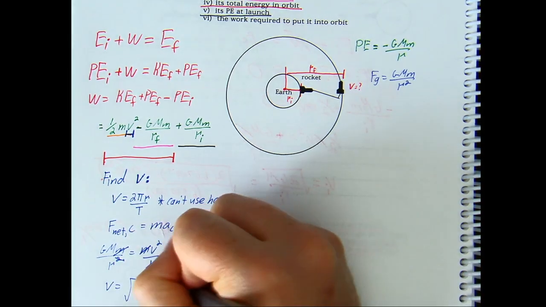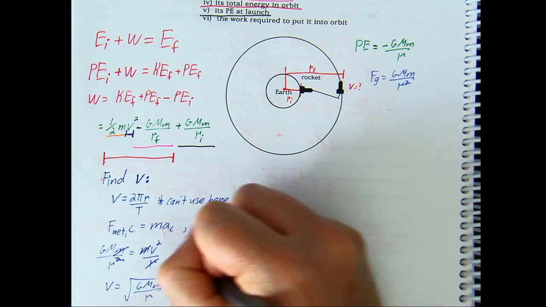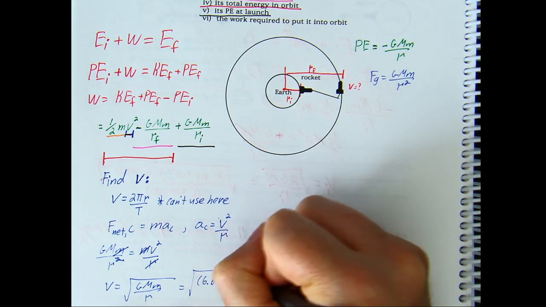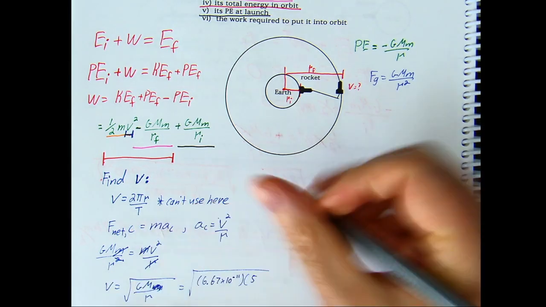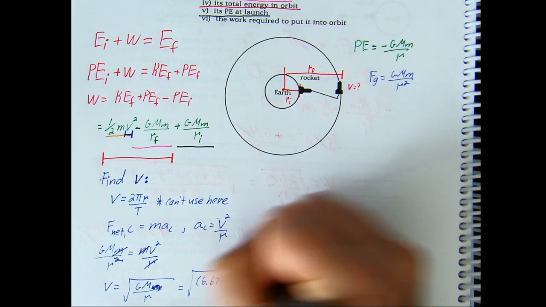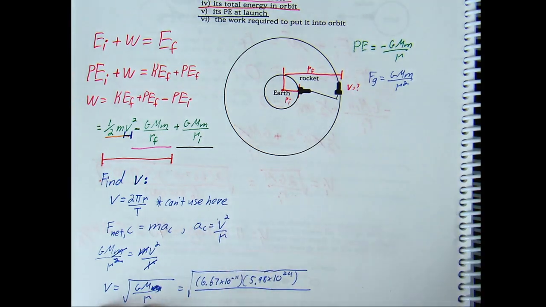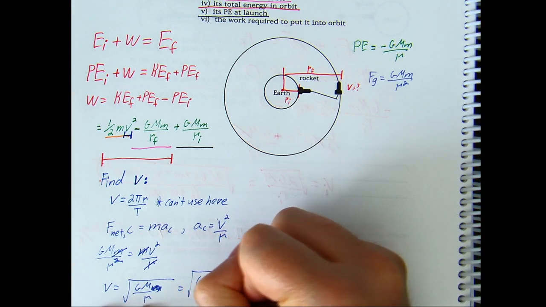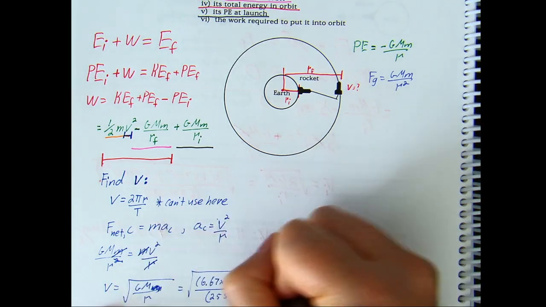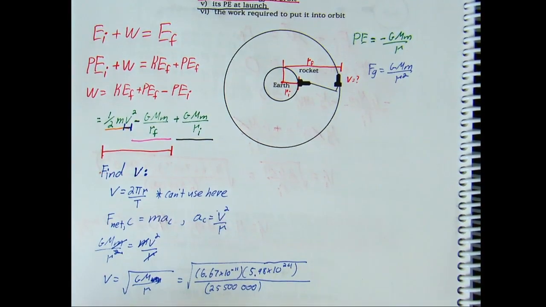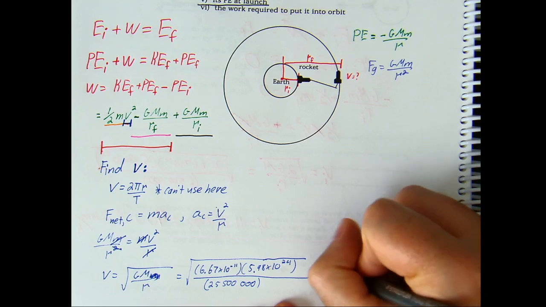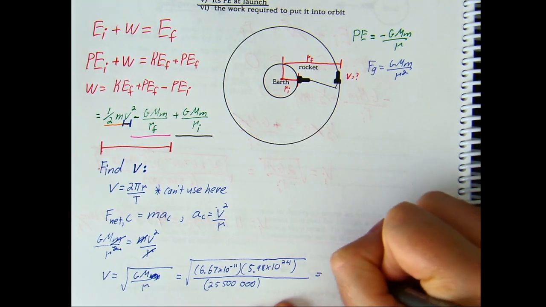So if we run the values through here, we're going to get the square root of 6.67 times 10 to the negative 11, times, actually, I already said that the little m is gone, so it shouldn't be here, 5.98 times 10 to the 24, divided by the radius. Well, we're at 25,500,000 meters. And that should give us an orbital velocity of 3,955 meters per second.